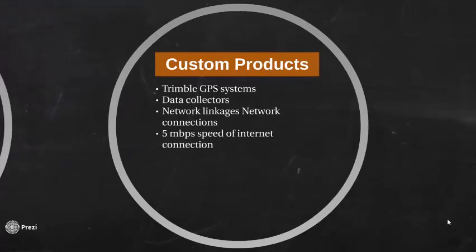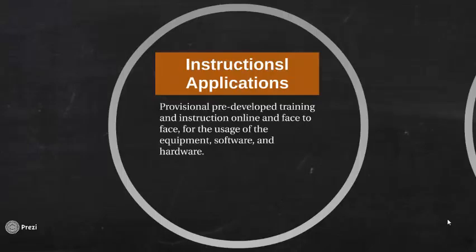Custom products: Trimble GPS systems, data collectors. These are for the surveying purposes and to pick up 3D points out in the field. Network linkages and network connections with a 5 Mbps internet connection speed. Instructional applications: provisional pre-developed training and instructional online or face-to-face is for the usage of the equipment, software, and hardware.